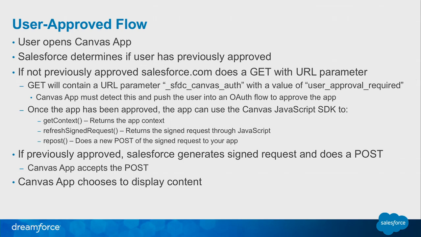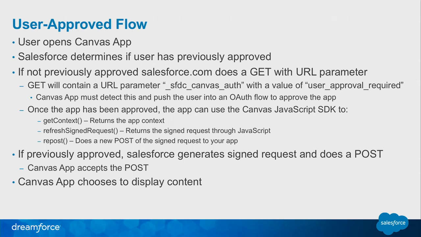So what's going to happen in this case is if the user has not approved the app yet, Salesforce is going to see that there's not a refresh token for that user. And Salesforce is going to send a GET instead of a POST. And this GET is going to have a specific parameter that the Canvas app should be looking for. The parameter is _SFDC_Canvas_auth. It's just a parameter that lets you know that this user has not approved the app yet. So when the Canvas app sees that, probably going to want to show a view and allow the user to run through the OAuth flow themselves.